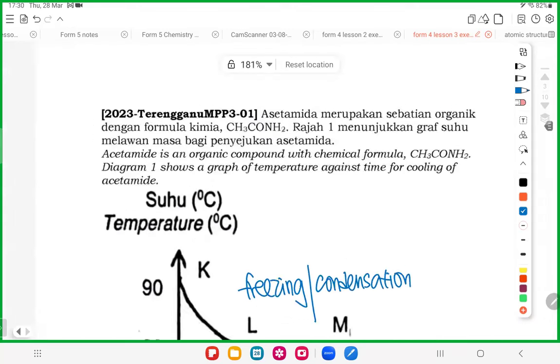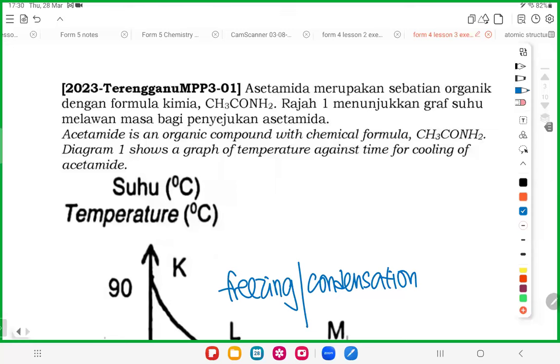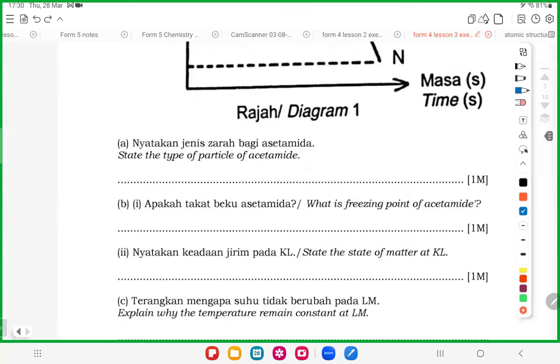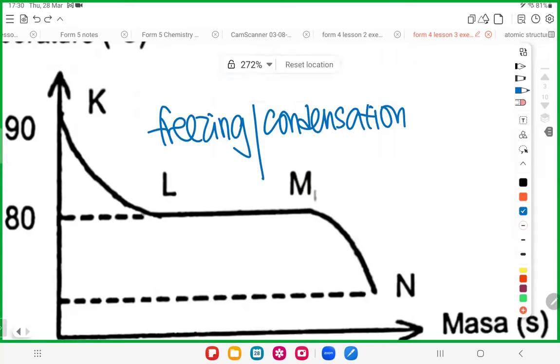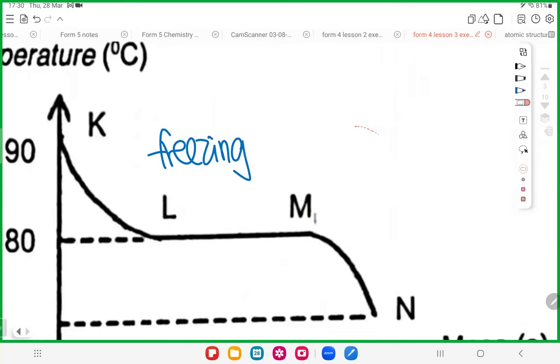Let's read the question carefully. Diagram 1 shows the graph of temperature against time for the cooling of acetamide. They only say acetamide. They didn't tell you whether acetamide is a liquid or a gas. No worry, let's continue. Here, what is the freezing point of acetamide? Now you are very sure that this process is freezing. That's what I told you the other day: when you have only one staircase, you have to be very careful. You have to read the question to figure out what the process is.